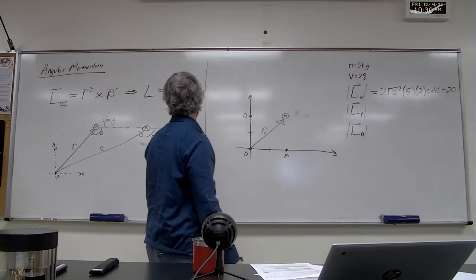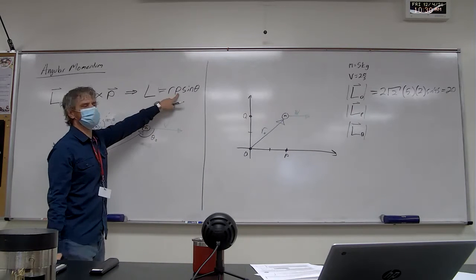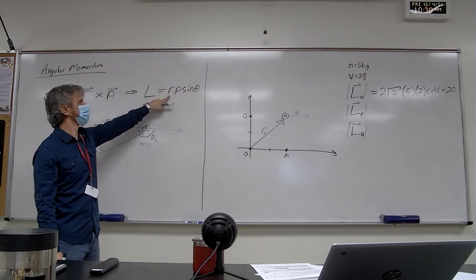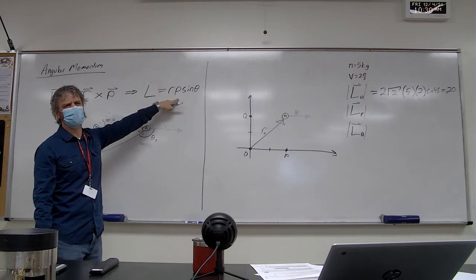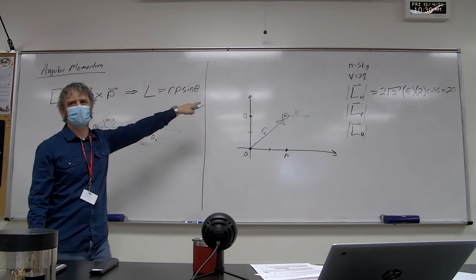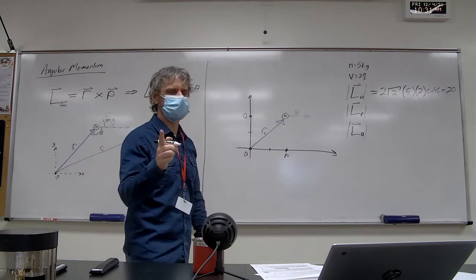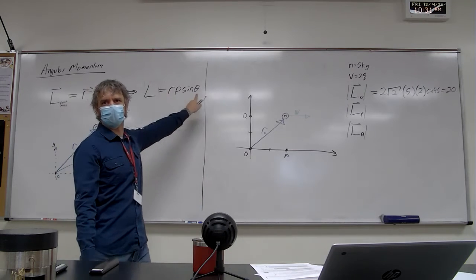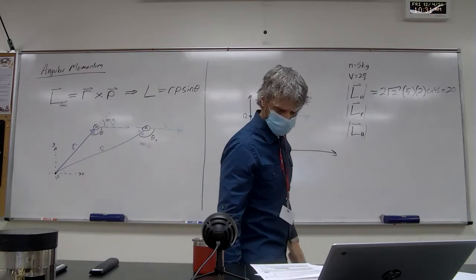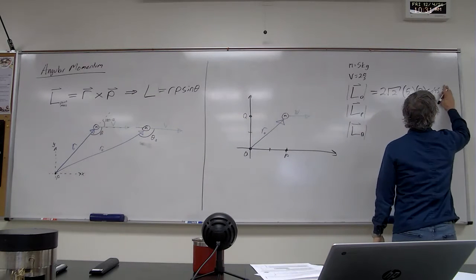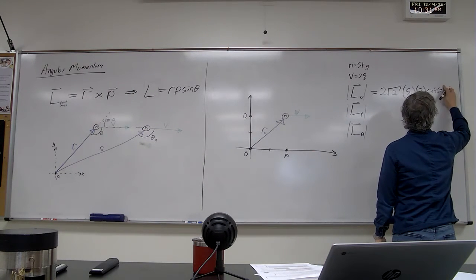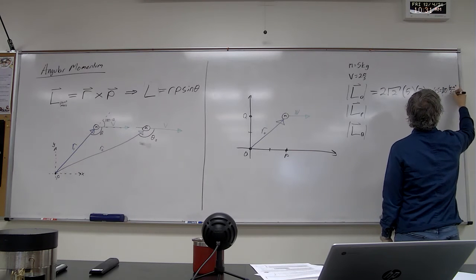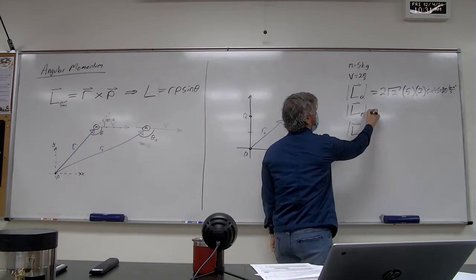Where are the units? Momentum is kilograms times meters per second, times meters, so kilograms times meters squared per second. So that's the units. 20 kilograms times meters squared per second for that angular momentum.